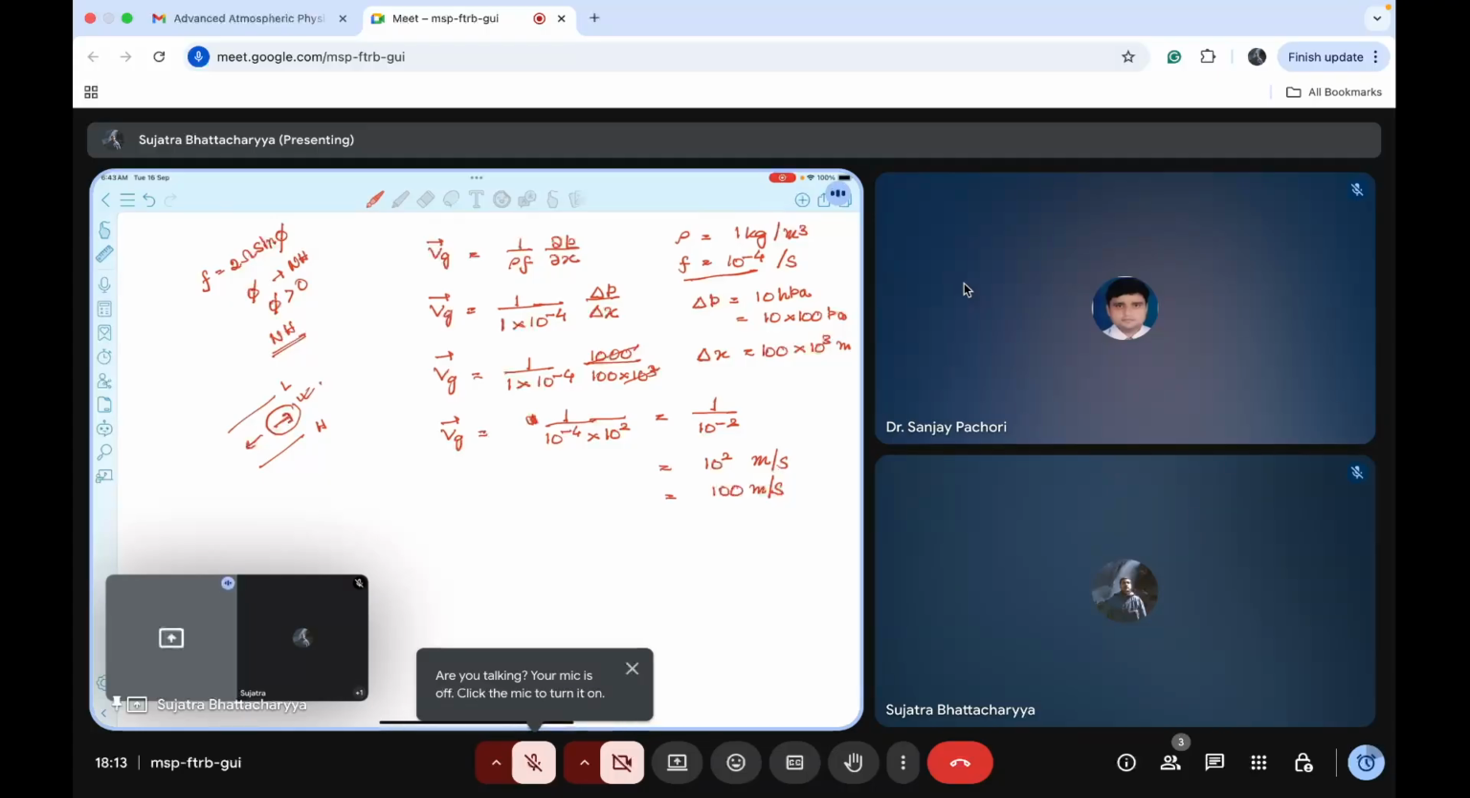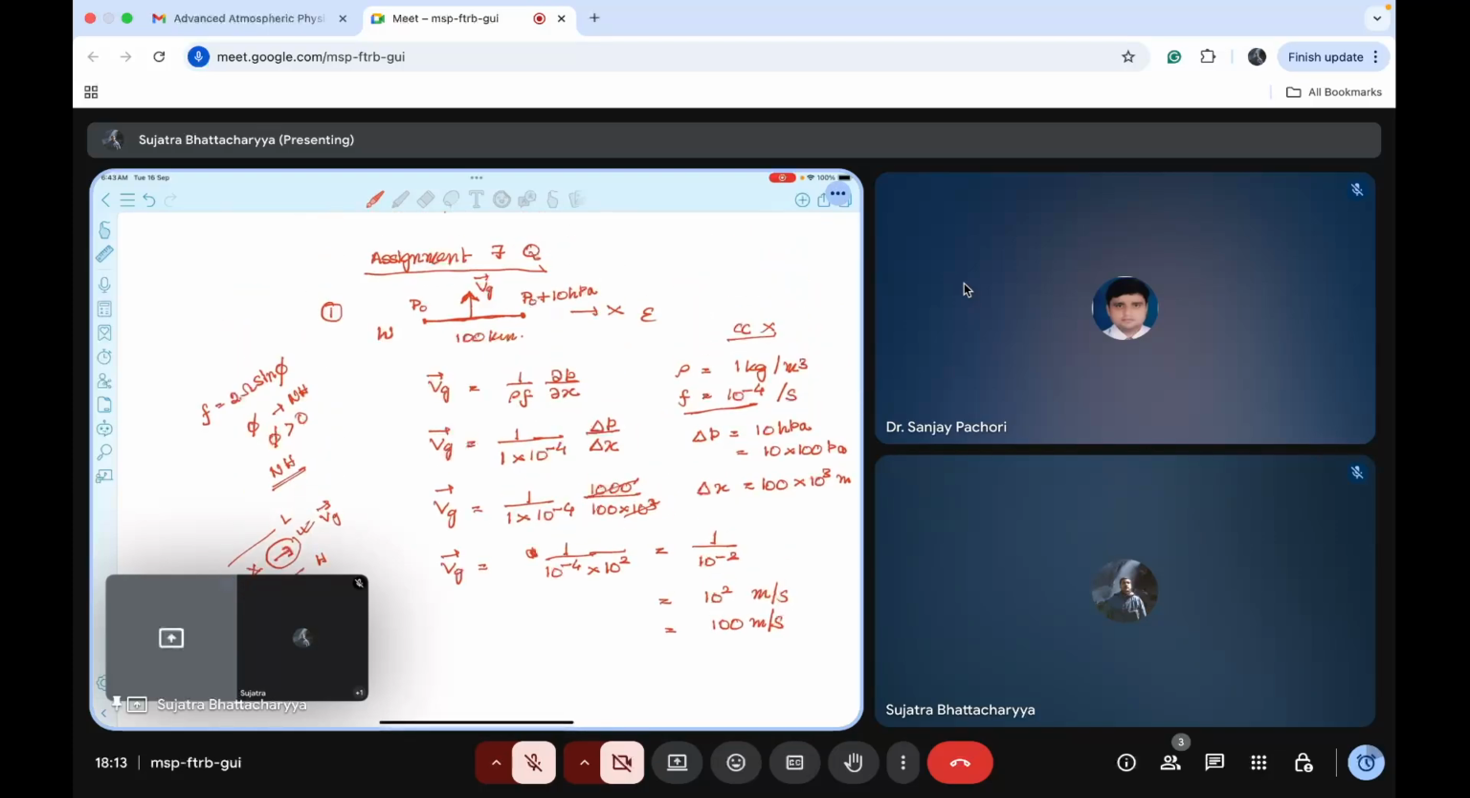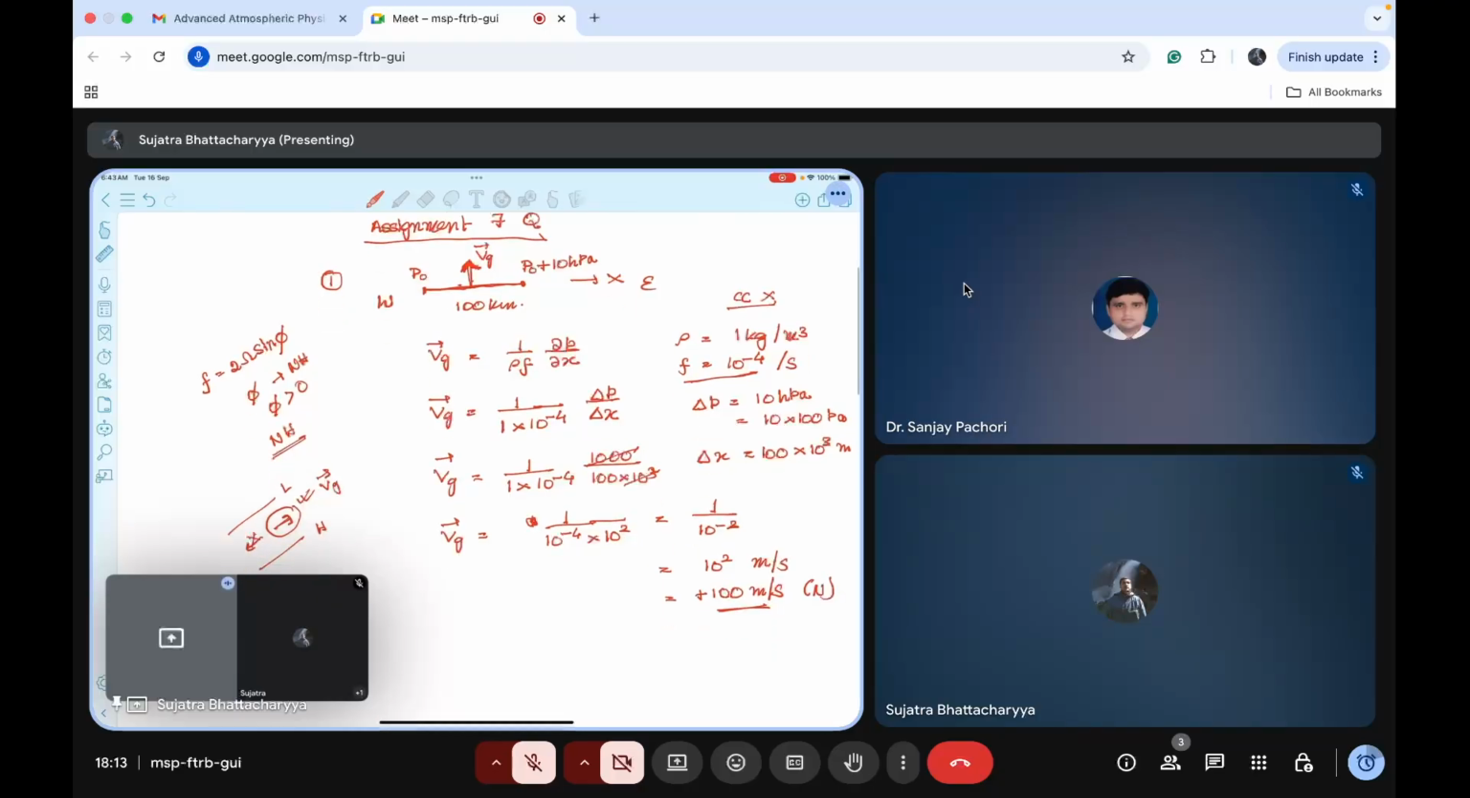Understood? So this becomes the direction of V, not this. And similarly, here also it is coming out to be positive 100 meter per second. That means northward. And as it moves northward, to its left the pressure is lower. That is what I am trying to show.